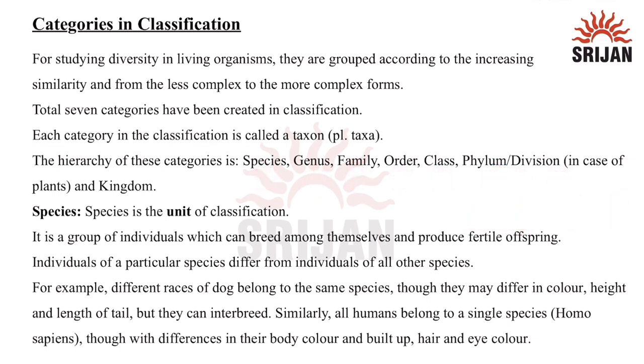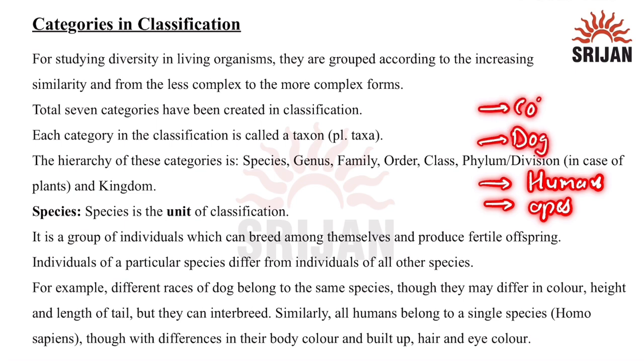Okay. Now, first of all, species. So it is the basic unit of classification. It is a group of individuals which can breed among themselves and produce fertile offspring. Individuals of a particular species differ from individuals of other species. Like the species of human is different from the species of apes, is different from the species of dog or cat. Okay, all these are different from each other.